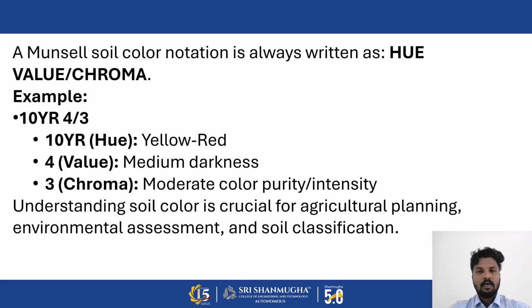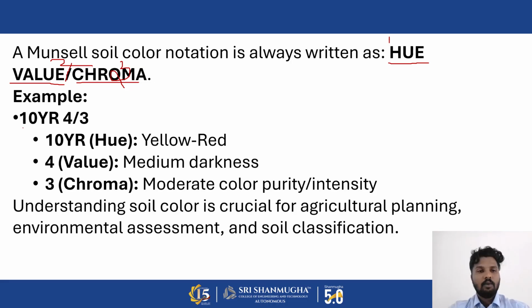Here, the notation has to be written in this format. First, we have to mention the hue notation, then the value notation along with a slash, then the chroma notation. So first is hue, second is value, third is chroma. This is the format to mention the Munsell soil notation. So for example, 10 YR 4 by 3.